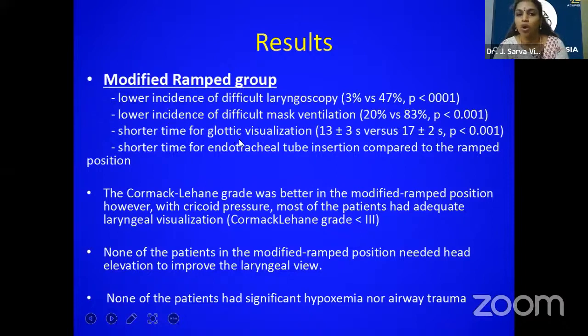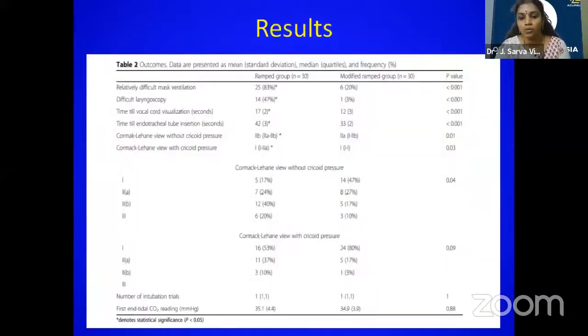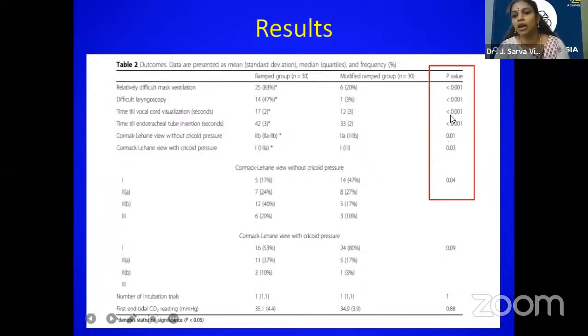And they also had a shorter time of glottic visualization, almost 4 seconds shorter. And they also had a better Cormack-Lehane grade view. And none of the patients in this modified ramp position needed a head elevation to improve the laryngeal view. There was no incidence of hypoxemia or airway trauma. So as we can see, all had a very highly significant p-value of less than 0.001.